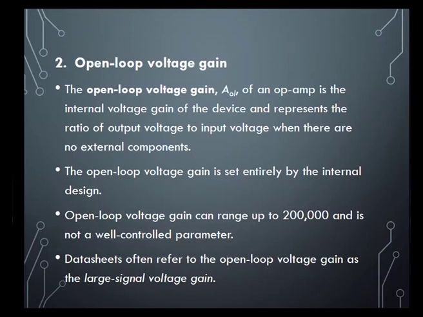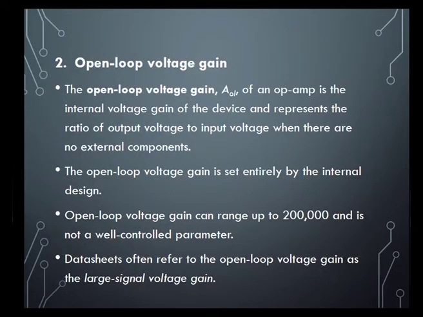Initially, open loop voltage gain can be up to a range of 2 lakh, and it is not a well controlled parameter, because in open loop condition we already know that the input impedance is very high. So, it is uncontrollable. This will be provided in a data sheet, and this will be useful for design purposes. Whatever is represented in the data sheet, we consider as the large signal open loop gain. So, whenever the data sheets refer to the open loop voltage gain, that is considered as a large signal voltage gain.